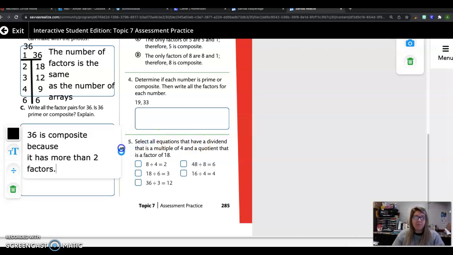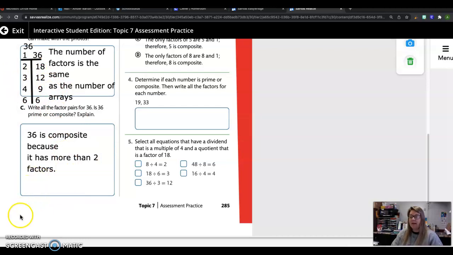Good. So we do not have to rewrite the factor pairs, but we do need to list that it is composite because it has more than 2 factors.